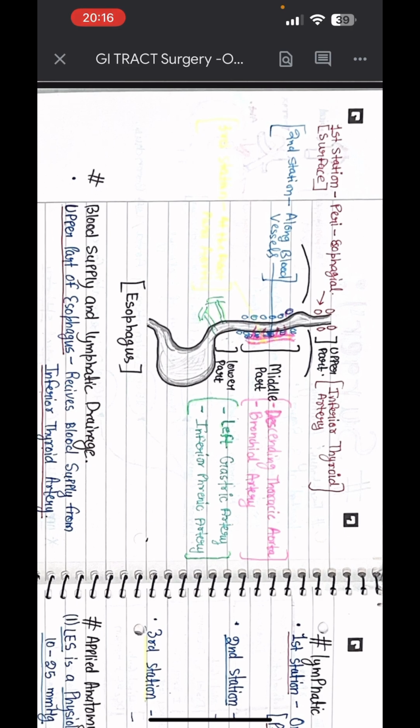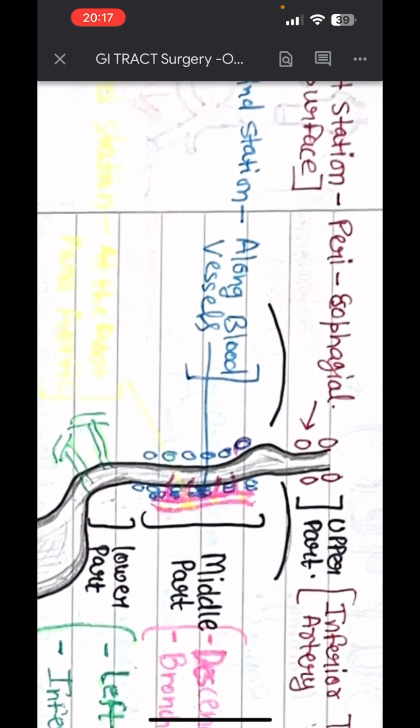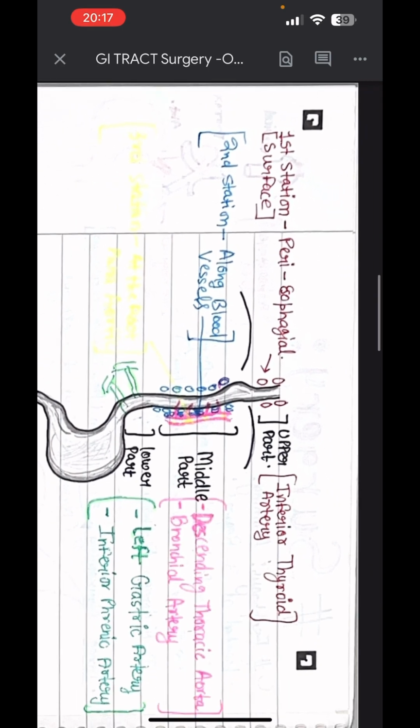So as we all know that primary station or first station should be on the surface of organ. So where is the first station? Here it is. You can see the red color. So first station is along, or let's say on the esophagus, directly on the esophagus.